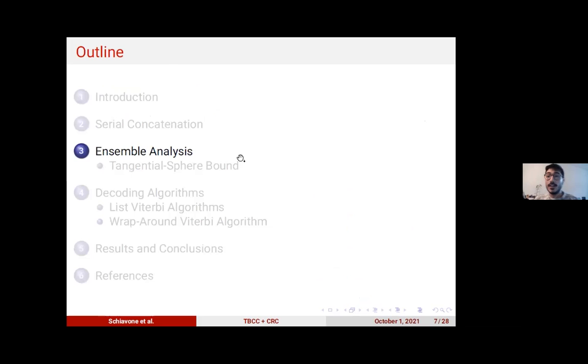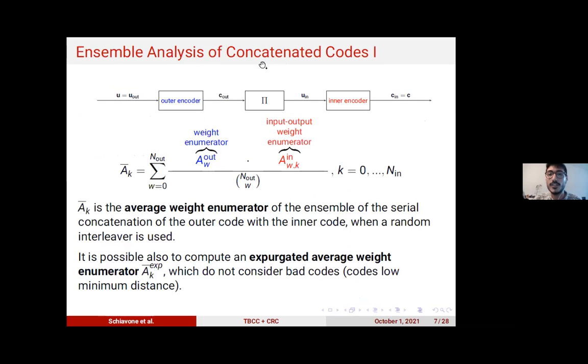Okay, let's see now how we can, for instance, study the ensemble of codes that use this serial concatenation, but where we decide to place a random uniform interleaver in between the outer encoder, the CRC, and the convolutional encoder. So the bits at the output of the CRC are placed randomly somewhere else and then sent to the convolutional encoder.